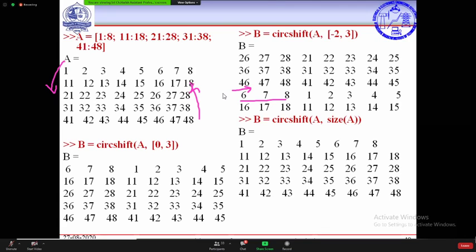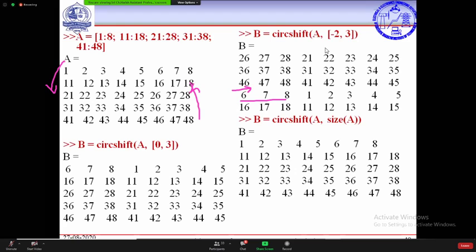Sir, in this bracket we are mentioning two parameters, -2 and 3, right? -2 indicates that it is rotating, like horizontal, anti-clockwise. Here the rows are shifting, minus 2 rows. The first thing is row and the second thing is columns. Only remember that.